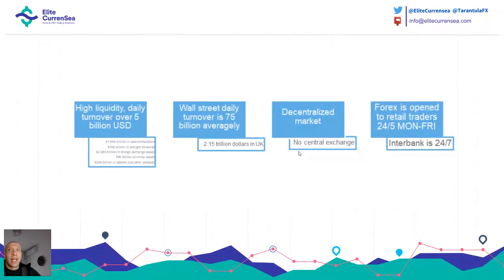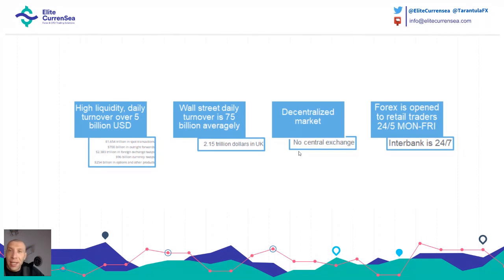It's also important that new statistics say the daily turnover has now exceeded, as I said, 2 to 3 billion. Now it's approximately $5 billion. I want you to compare it to Wall Street, because the daily turnover of Wall Street is 75 billion on average. It's a great thing, because that means the market is decentralized. There is no central exchange.